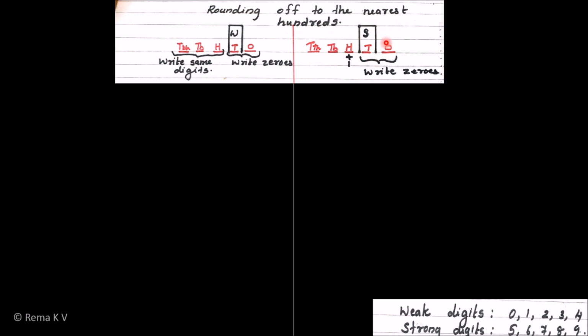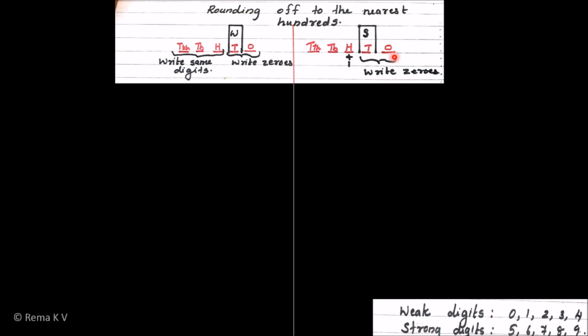So if the tens place digit is a strong digit, which are the strong digits here? 5, 6, 7, 8 and 9 are the strong digits. So if the digit in the tens place is a strong digit, we have to add 1 to this hundreds place, and according to that you have to write the thousands place and 10,000s place the same. So add 1 to this hundreds place, then the thousands place and 10,000s place, write the same digits.